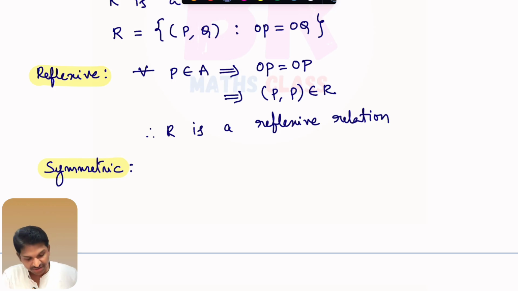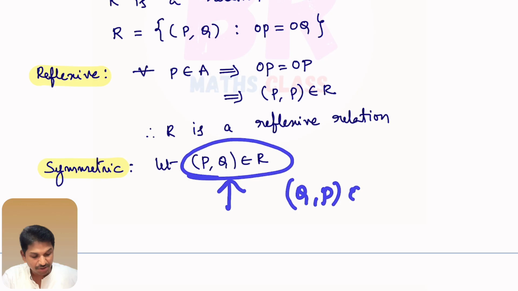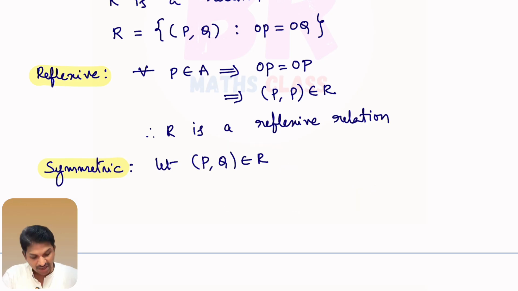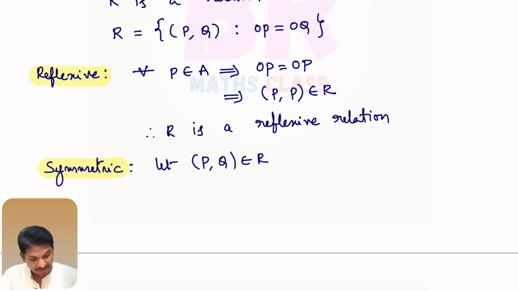Symmetric relation. To check symmetric relation, first I'll take an ordered pair P comma Q belongs to the relation. I have taken the ordered pair P comma Q belongs to R. If I can prove that Q comma P belongs to R, then I can say that this relation is a symmetric relation. As I have taken the ordered pair P comma Q belongs to R, from this I can write that OP equal to OQ because P comma Q are related. This tells you that the distance from origin to point P is same as the distance from origin to point Q.